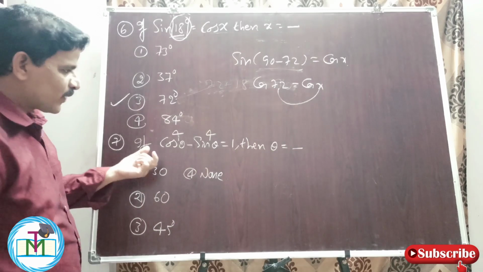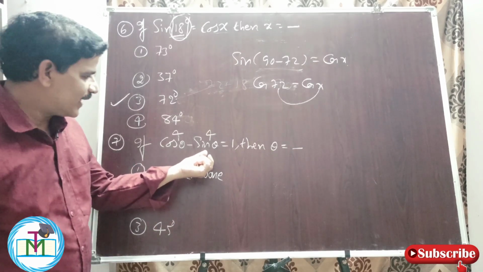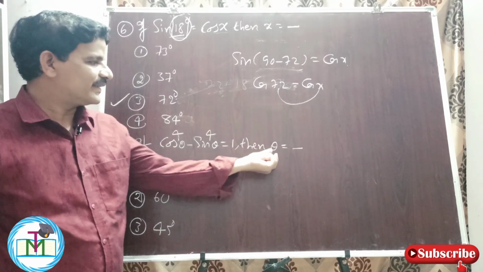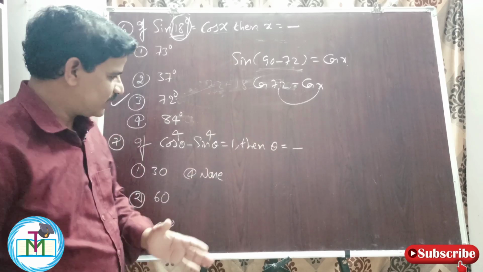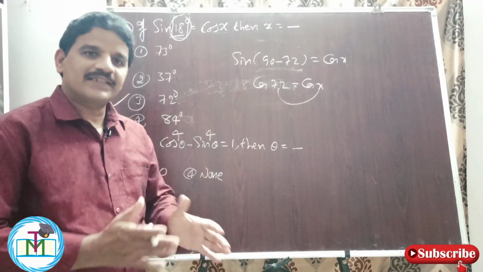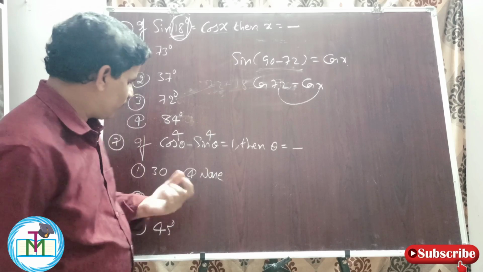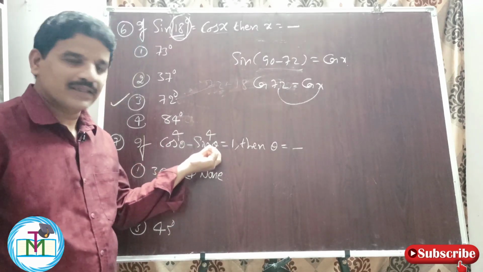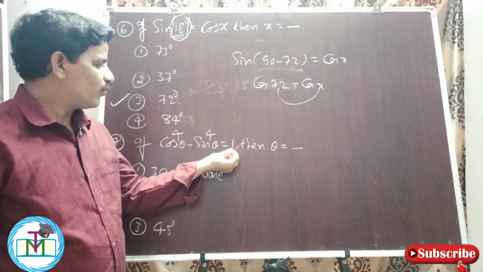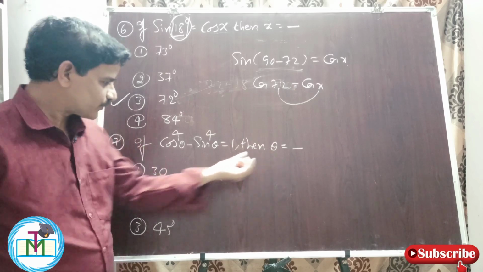Question number 7. If cos power 4 theta minus sin power 4 theta equals 1, then theta is equal to how much? We know that sin square theta plus cos square theta is equal to 1. But what we have to find is, cos power 4 theta minus sin power 4 theta is equal to 1, then theta is equal to how much?